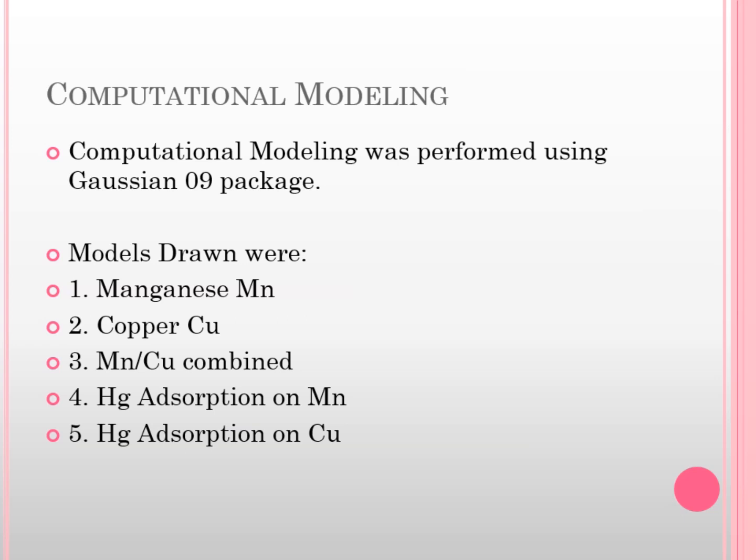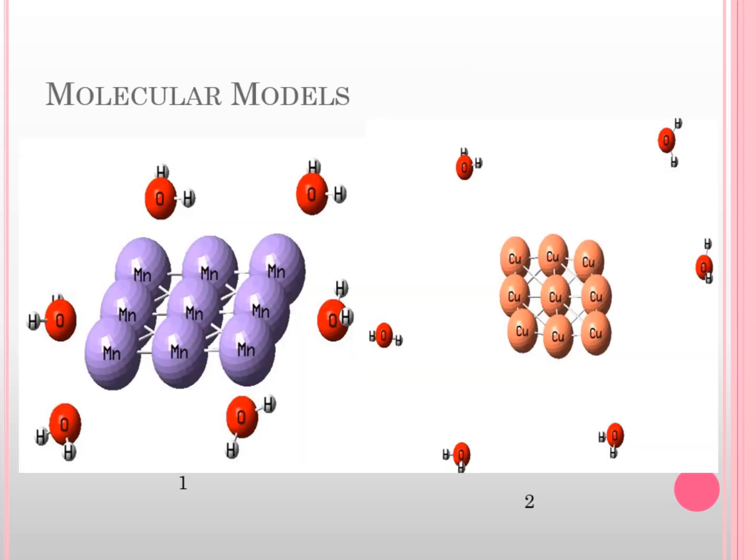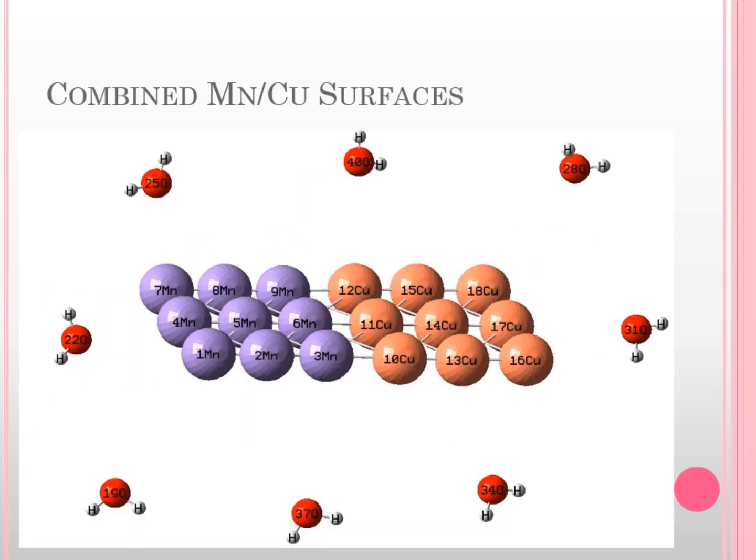First, we studied the interaction of mercury on the manganese surface. Then we studied the adsorption of mercury on the copper surface. So these are the molecular models. Number one shows the manganese model and number two shows the copper model. These are two separate models of manganese and copper. After that, this is the combined manganese copper surface, meaning we have combined both the manganese and copper models. We got this structure and this model.